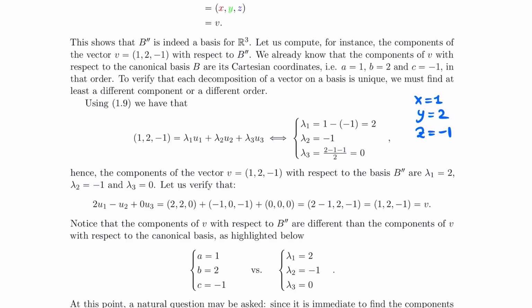It is important to underline that the components of this vector with respect to the canonical basis are the Cartesian components, and so 1, 2, and minus 1. But if we consider the basis B second, then the components of this vector are 2, minus 1, and 0. And as you can see, they are completely different with respect to the canonical components.